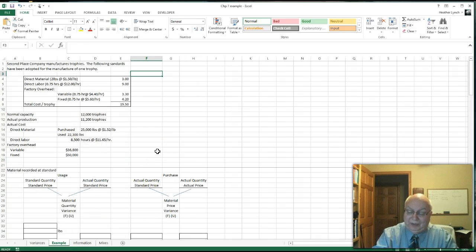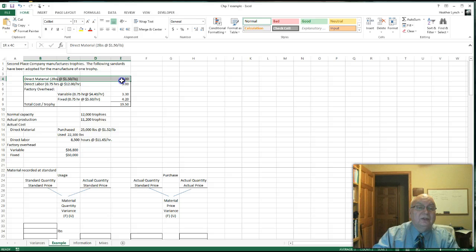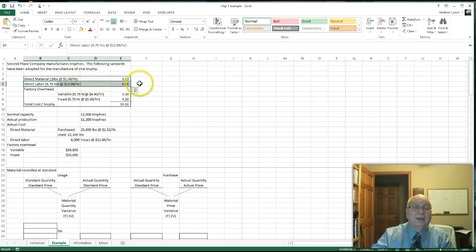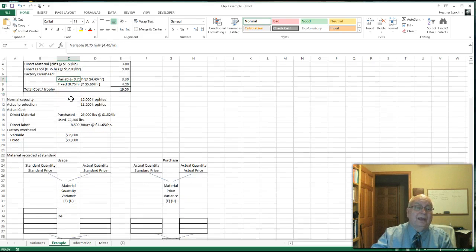For an example, I have come up with Second Place Company, which manufactures trophies, and the company has adopted the following standards for one trophy. For the direct materials, it takes 2 pounds of material at a cost of $1.50 per pound for a total of $3 per trophy. Direct labor takes 0.75 hours, or 45 minutes, and if it's given to you as 45 minutes, you need to convert that to hours. So you take 45 divided by 60, and you get 0.75 hours, and that's at $12 an hour for $9. And overhead we'll talk about later.